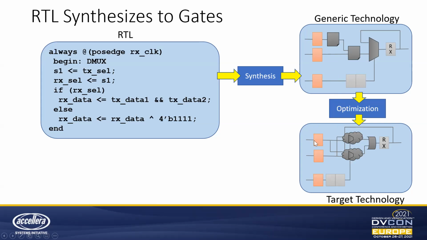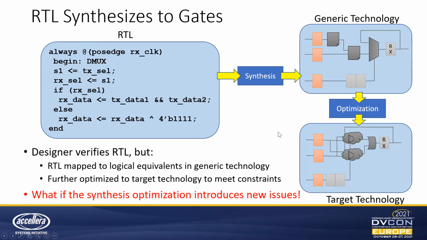When these optimizations are done, it may happen that some logic can be introduced or some logic can be removed to meet those constraints. Now, the introduction of new logic or the removal of logic can create additional CDC paths or may break the valid CDC paths. It can also introduce an issue known as a glitch. This presentation will mainly focus on how synthesis introduces glitches in the design and how we are going to detect them. So the question that we raised here is, what if the synthesis optimization introduces new issues in the gate level design?